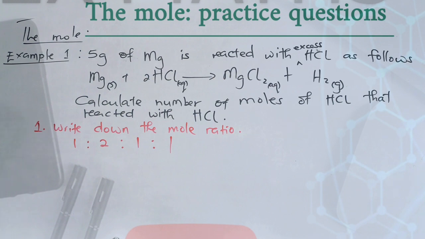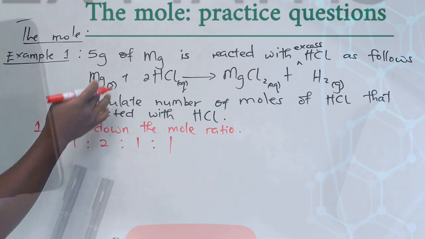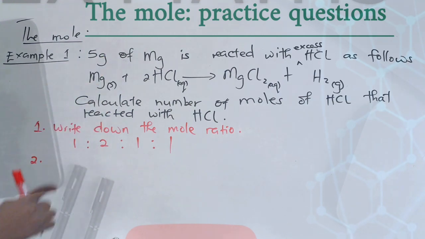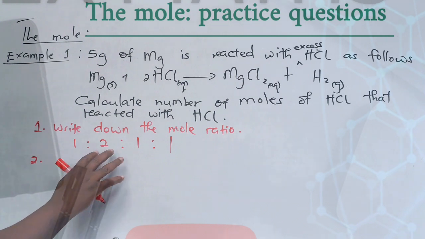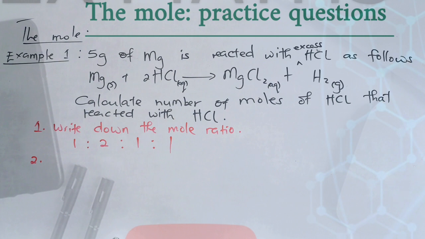Then from there, you go to the next step. You use one of the species to find the number of moles that have been used. So in this case, we use magnesium. We're given the mass of magnesium and we know its molar mass. If we have those two, it can help us to find the initial number of moles, and that number of moles will help us to find the number of moles of all the species in the reaction. Okay, so in this case, we need to calculate the number of moles of magnesium.